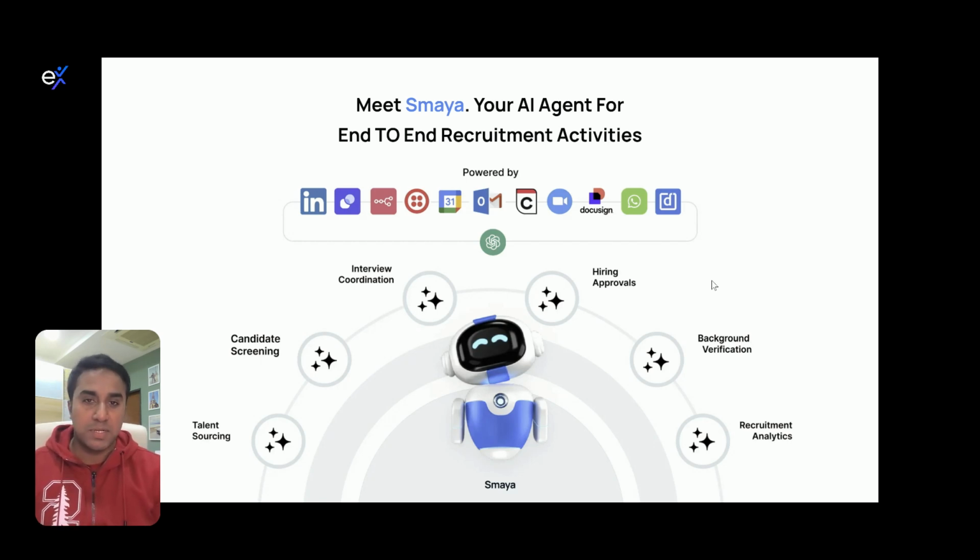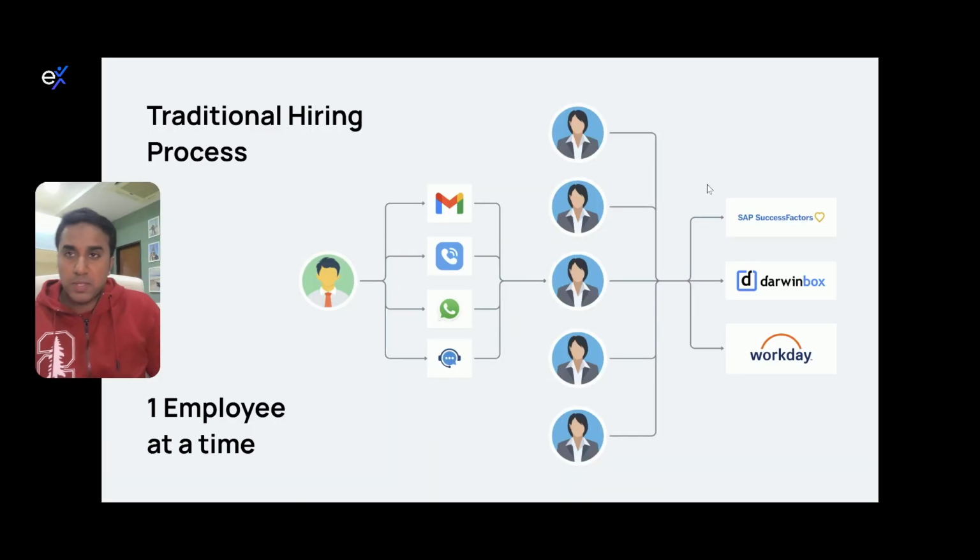Ideally, it is a 100% replacer. Only if it is a 100% replacer, that's when we call it an agent, at least from our definition point of view. To start with, let's understand the traditional hiring process.